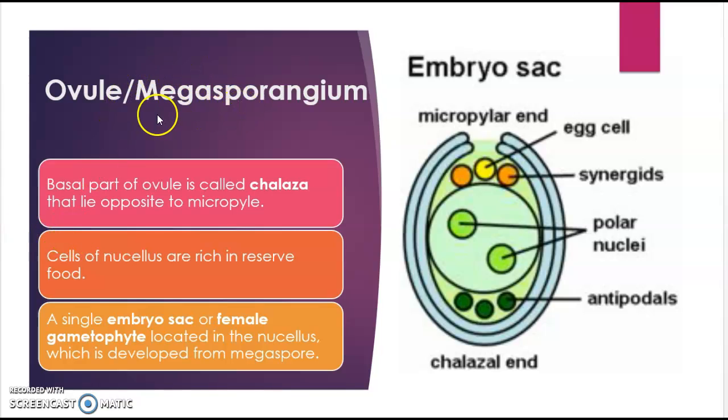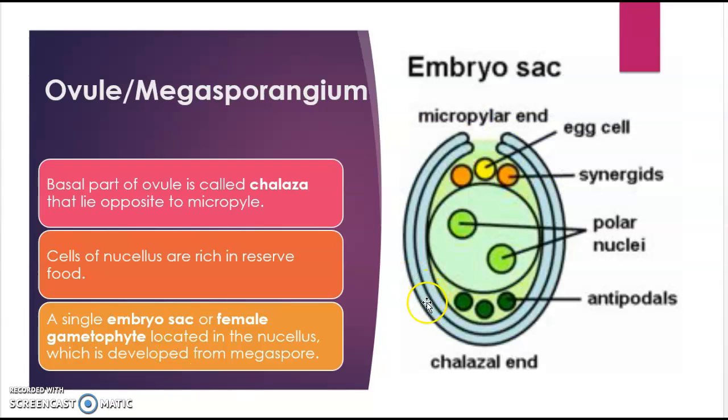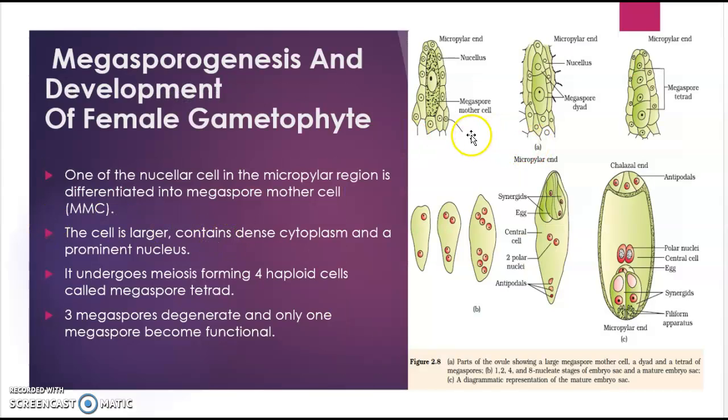Next, regarding the structure of the ovule and megasporangium, the basal part of the ovule is called the chalaza. This chalazal end is opposite to the micropylar end. The cells of the nucellus, inside which the embryo sac is present, are rich in reserve food. All the cells present in this nucellus region provide nourishment to the embryo sac, so these are rich in nutrients. Next, a single embryo sac or female gametophyte is located in the nucellus, and this embryo sac is formed from the megaspore. It will be more clear from this diagram also.